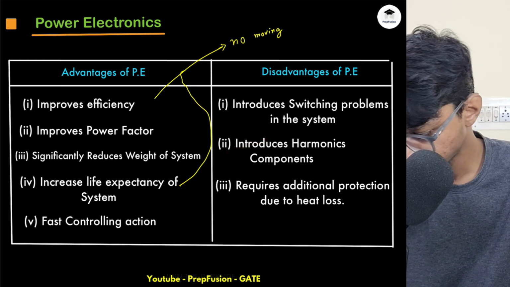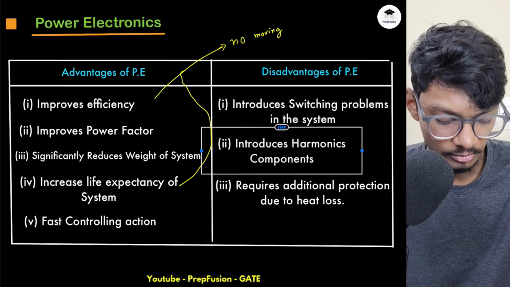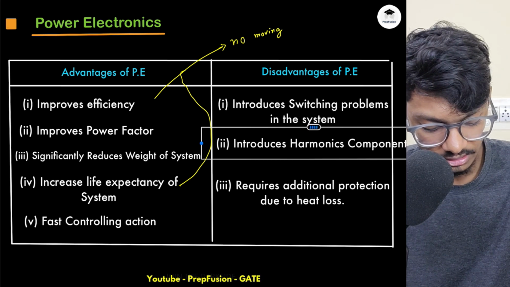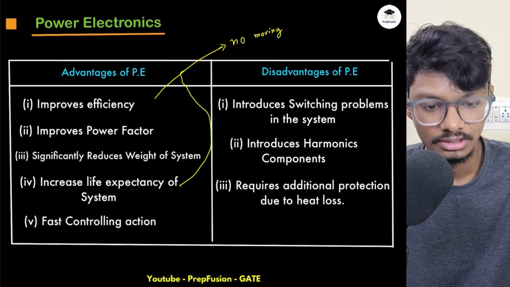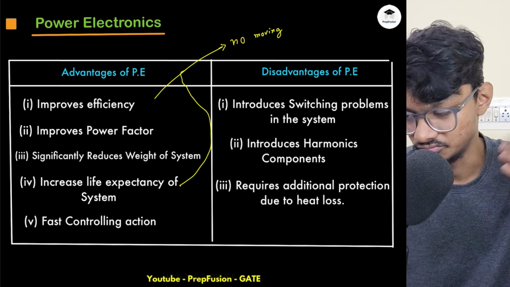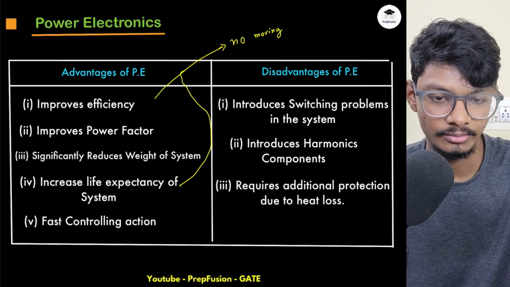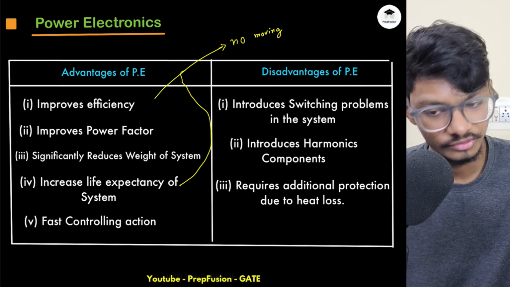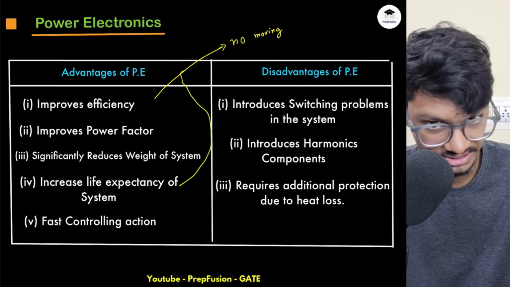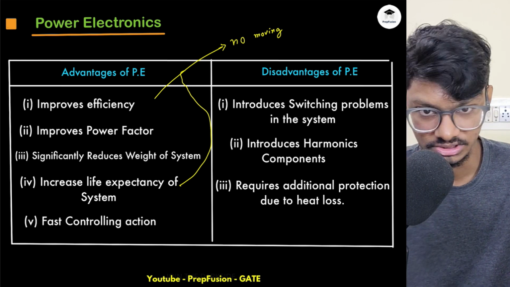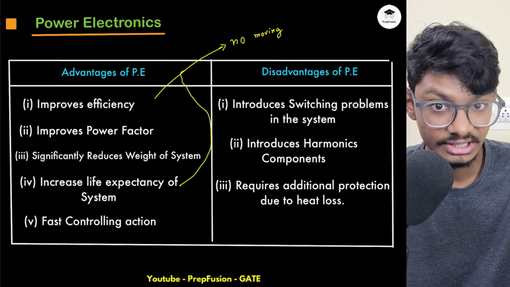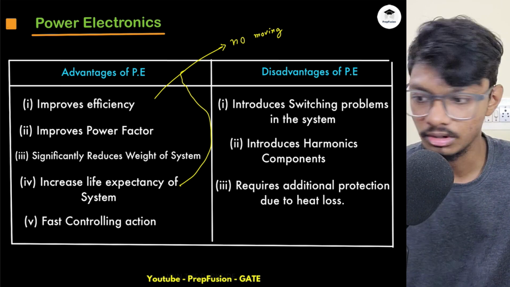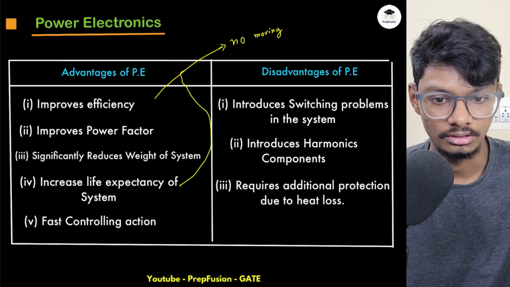It also introduces harmonics. Basically, harmonics are components which you don't want, undesirable quantities. I will explain harmonics in the next slide, and we'll also study this in more detail in machines and in power systems. So harmonics are the undesirable things present in the supply waveform, or in the input waveform, that we don't want.